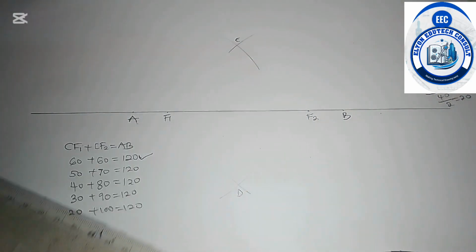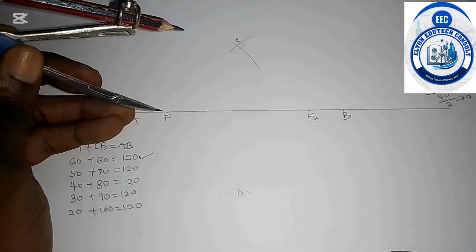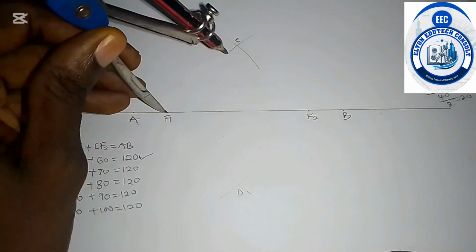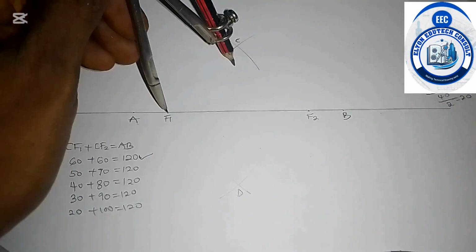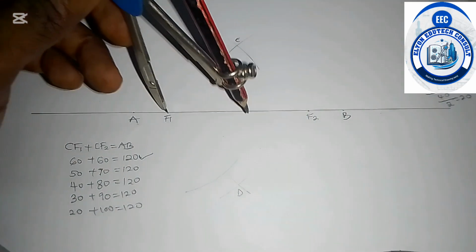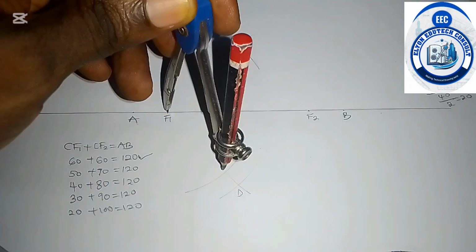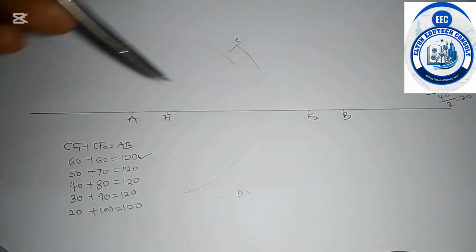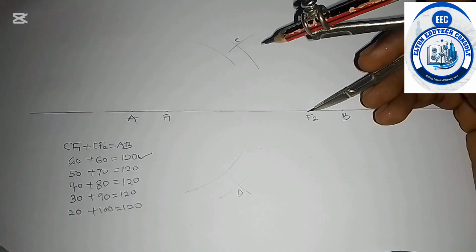So this 50, place same on F1 this way. Okay, F1, strike an arc this way, both up and down. Okay, strike an arc like that. Okay, then that same 50, place at this F2.